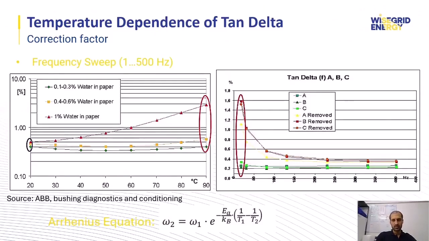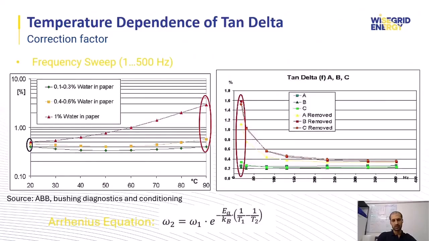This equation shows that for higher temperatures, we can reduce the test frequency to achieve an equivalent result. For example, instead of testing at 80 degrees at 50 hertz, we can test at 30 degrees but at a lower test frequency, maybe 9 hertz, 10 hertz. This approach allows us to perform the test under safer or more convenient temperature conditions while still obtaining reliable results equivalent to high temperature testing.